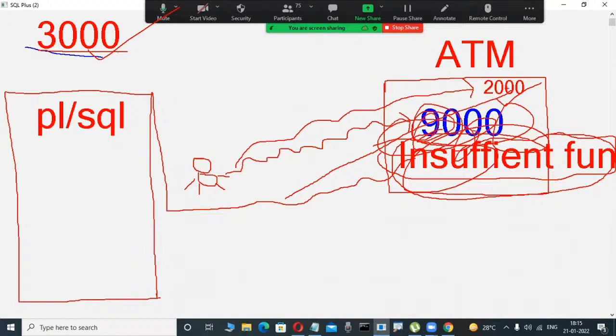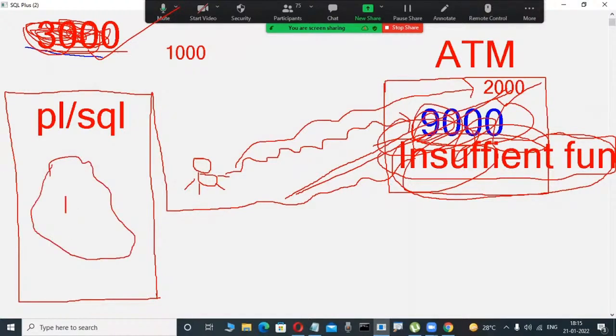Now, whenever we withdraw 2,000, what is the available balance? 3,000 minus 2,000, that is 1,000. I want that to be reflected in my database. Otherwise, if you withdraw 2,000 and 3,000 is still available, the total banking system collapses. All those transactions are done through the coding they write. That's why PL/SQL developers are required in a project.